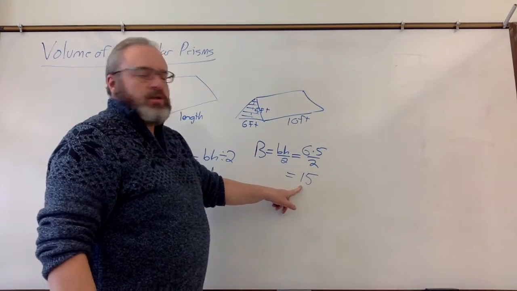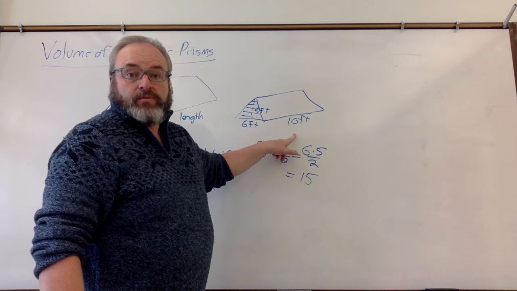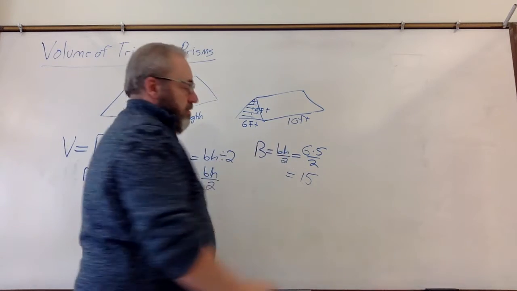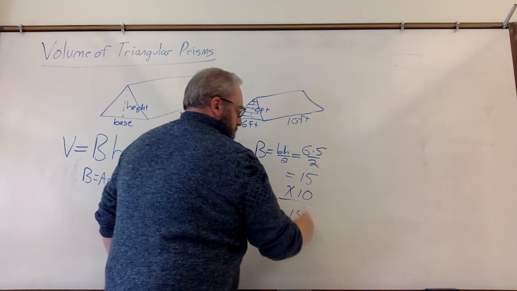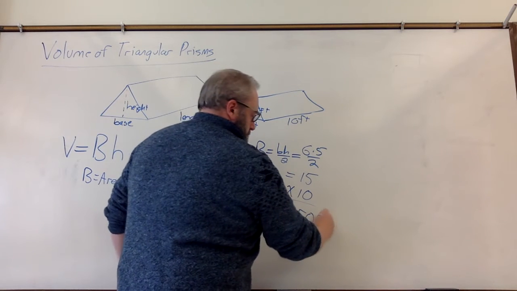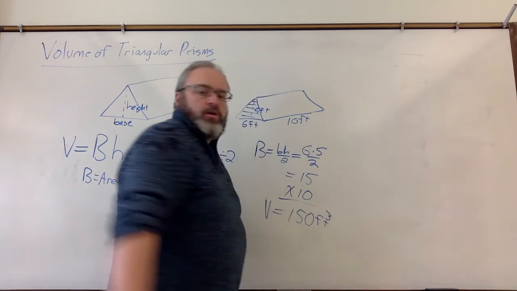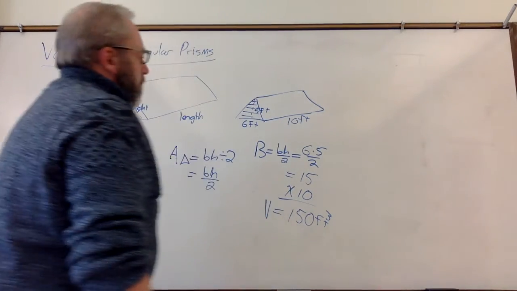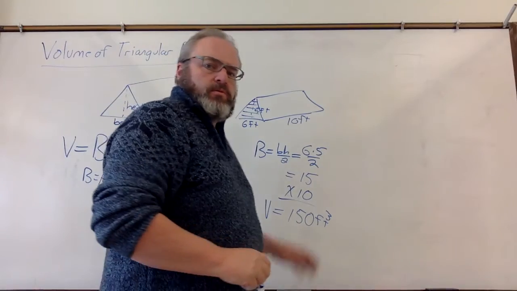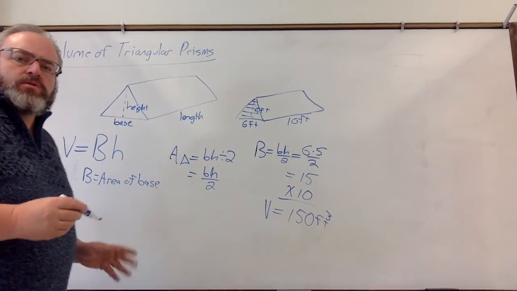is 15. Now we need to multiply that by our other measurement, 10, which means that the volume is 150 cubic feet, feet to the third power. All right, let's look at another one. That was, first time through, sometimes a little confusing, so let's look at another one.